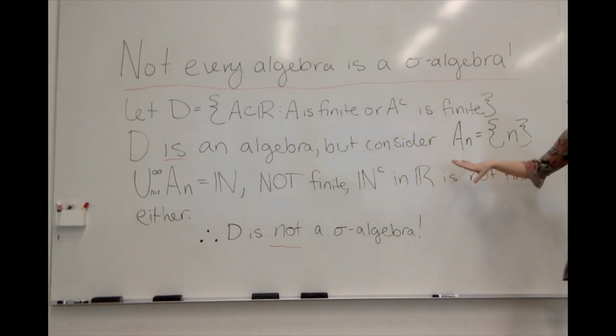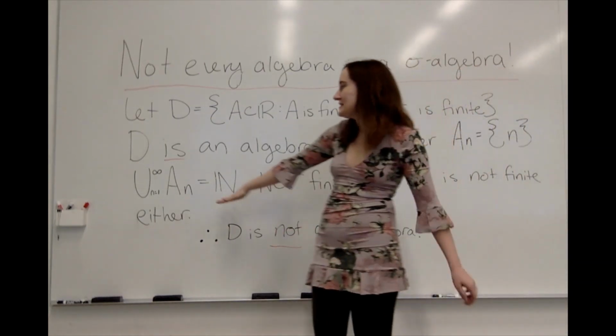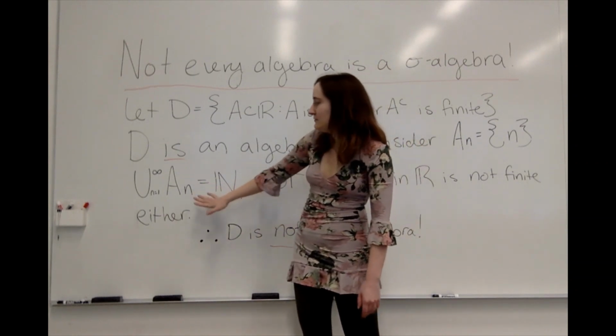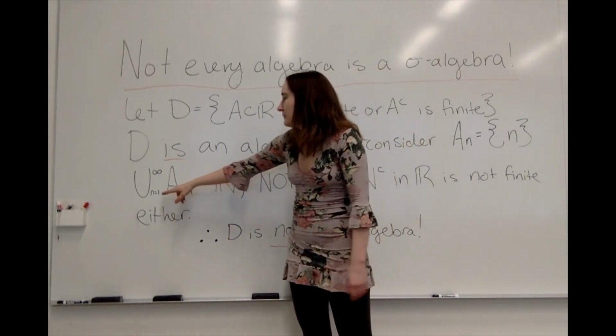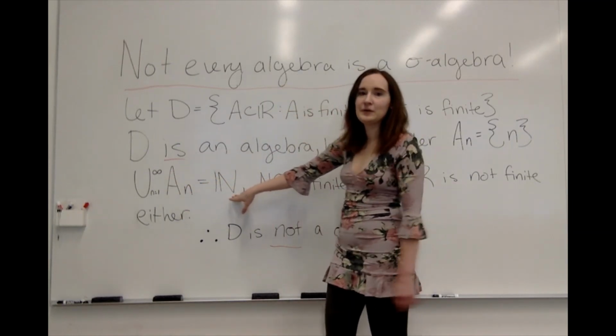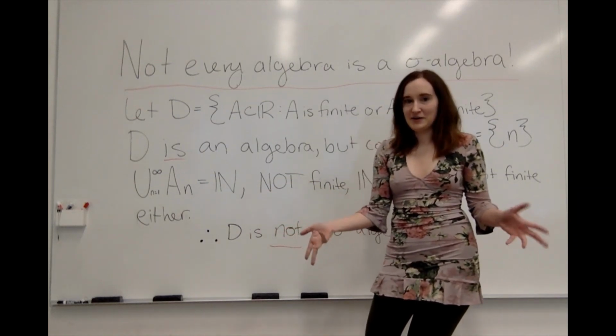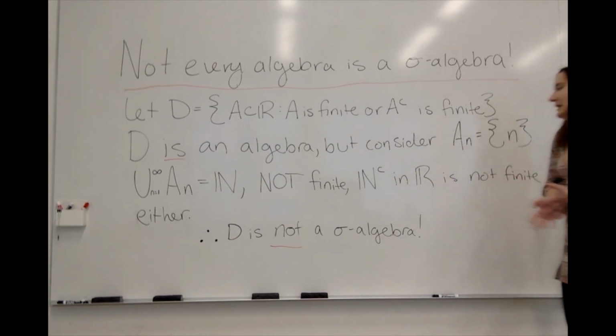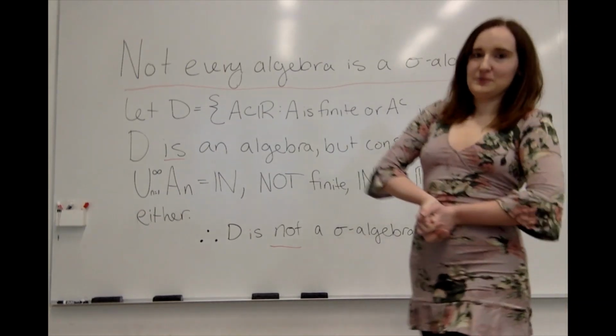But we can see that if we have, for example, a sequence of subsets of R, which we'll call A_n, which consists only of the element n. Obviously, if we take a finite number of these and take the finite union of them, their finite union is itself finite. But what if we take a countably infinite union of these elements A_n, with n from 1 to infinity? We have the natural numbers. The natural numbers obviously are not finite, and neither is the complement of the natural numbers in R. So we see here that D is not a sigma-algebra, even though D is an algebra.